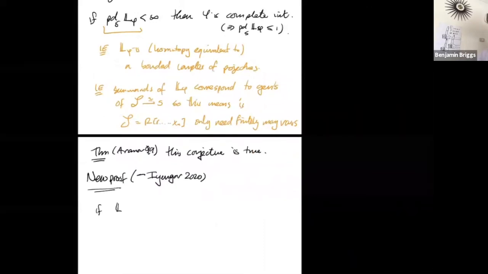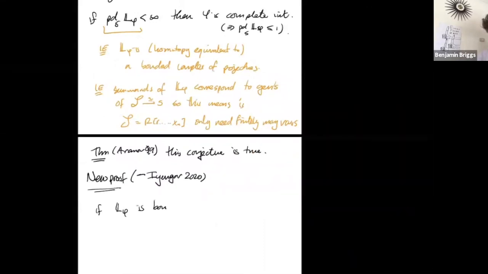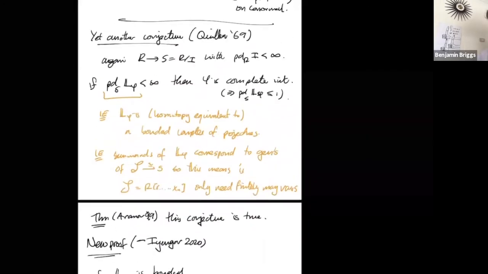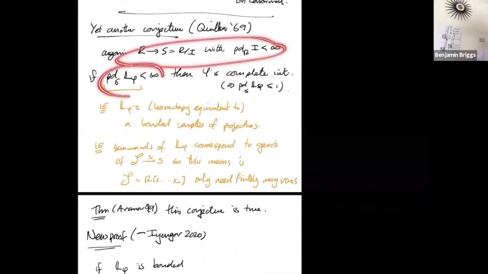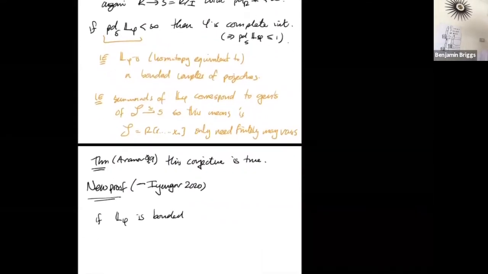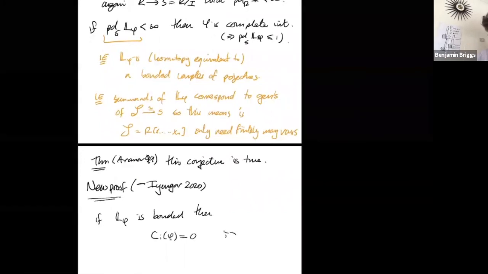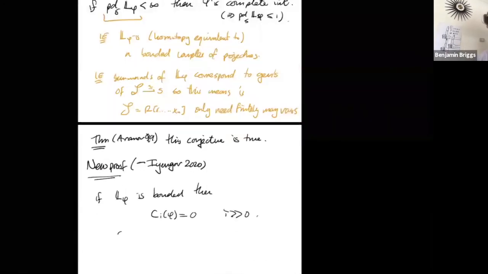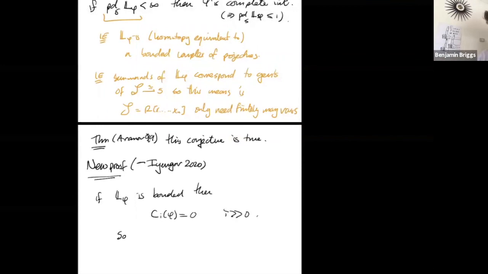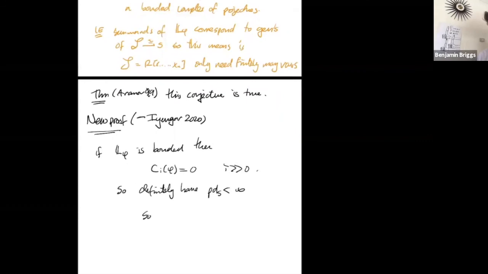So if L is bounded, we're proving this conjecture of Quillen. I guess we're assuming we're in this context and that L is bounded. Then if you think about it, these are 0 for large enough i, so these things are just 0. So they definitely have finite projective dimension. They're 0, so phi is complete intersection by our theorem.